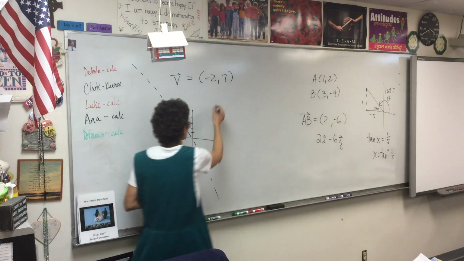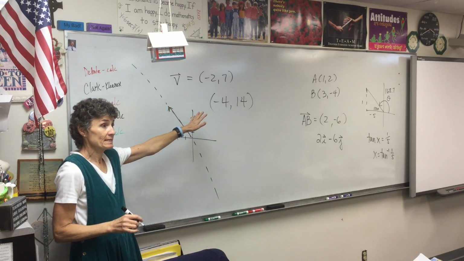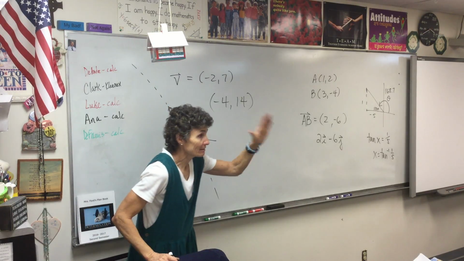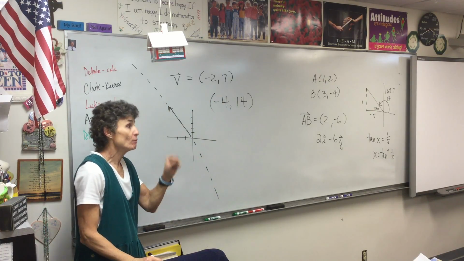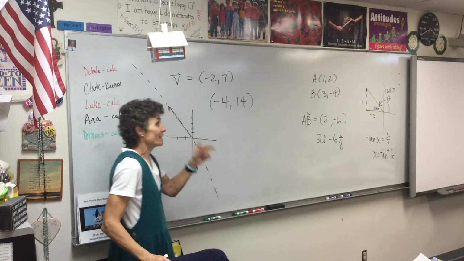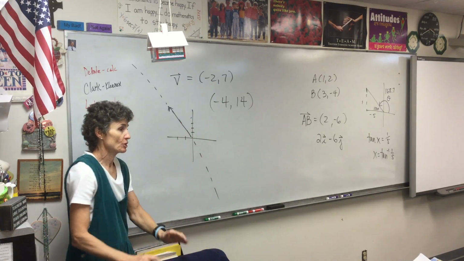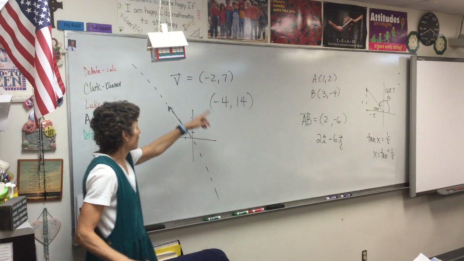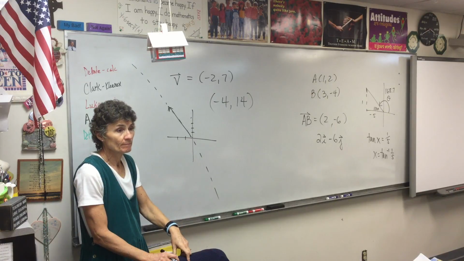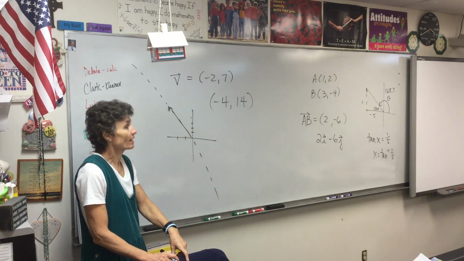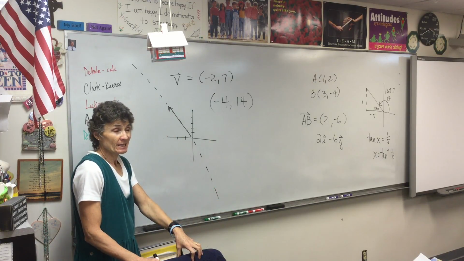Negative 4, 14. There's one. Isn't negative 4, 14 moving exactly the same way negative 2, 7 is? It's moving farther, but it's going in exactly the same direction, right? Parallel means you're going in the same direction. So that would be one answer. How did she get this? Times 2. Times it by 2. What if she times it by 3? Would that be another one? What if she times it by negative 1? Would that be another one? Yep, they're all parallel.